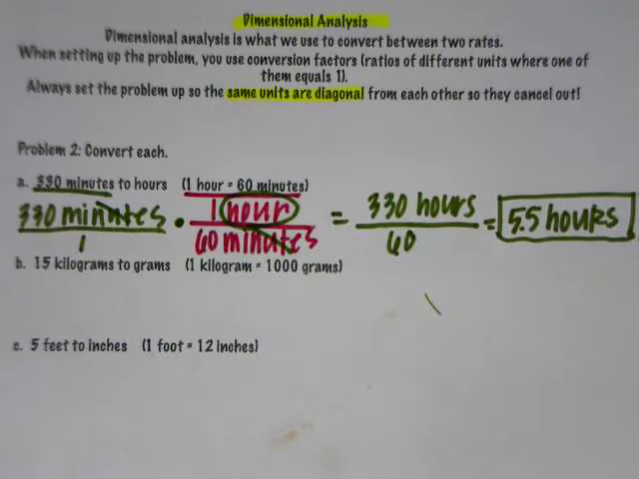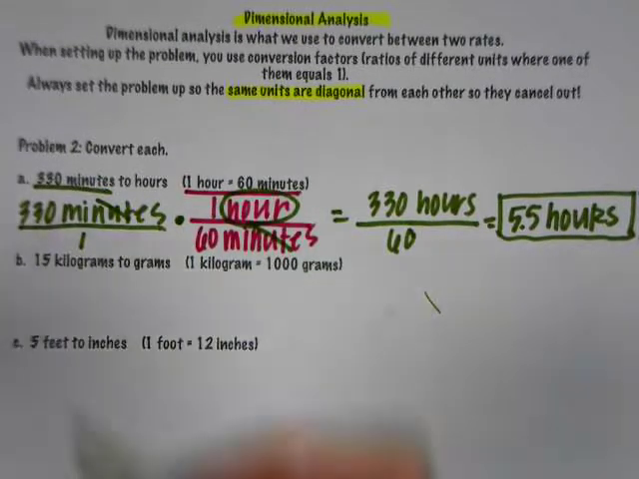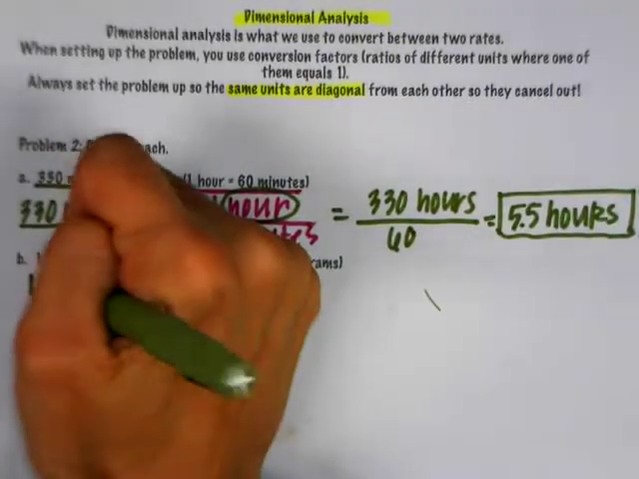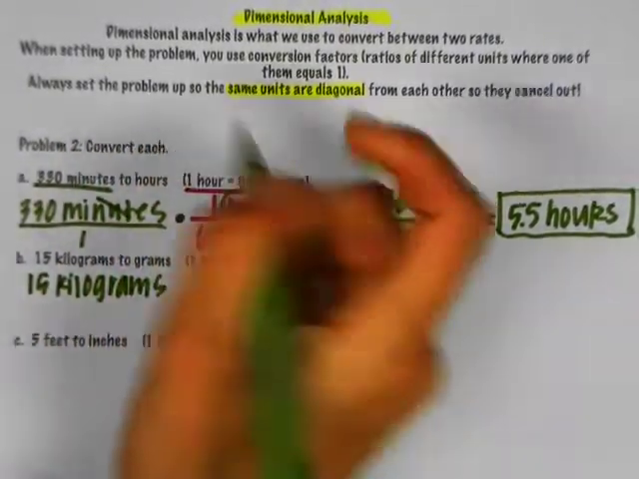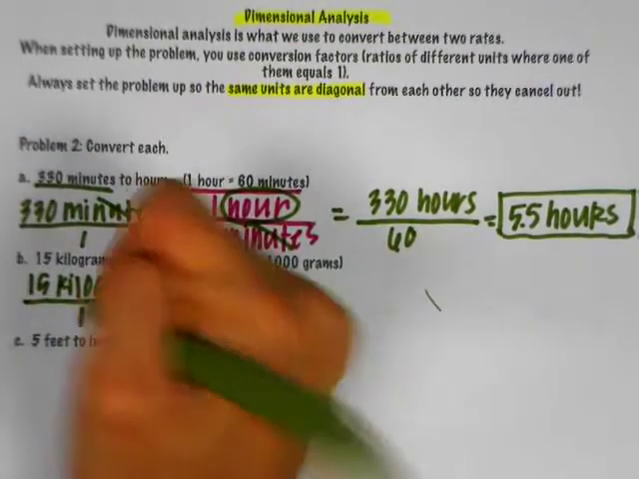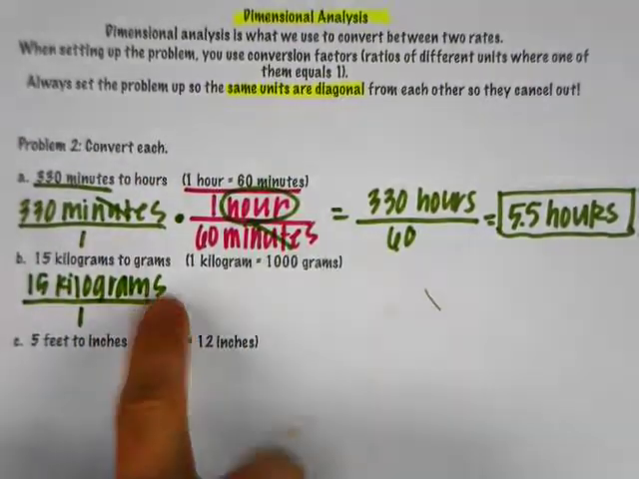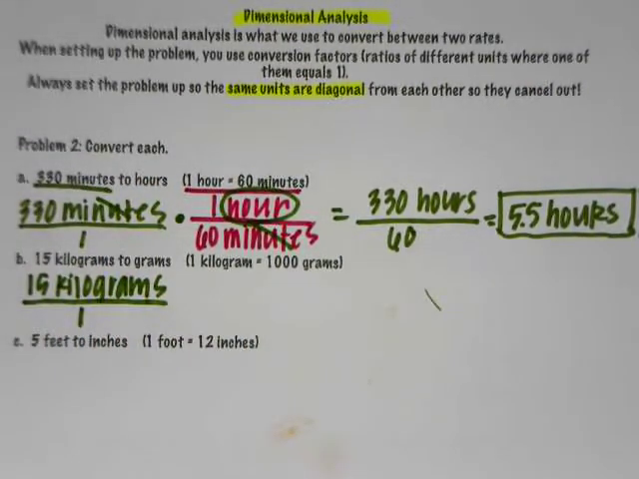Okay, so the next one, 15 kilograms to grams. So start with your given, 15 kilograms. I know it's such a pain in the butt, but just write out the units, because you're going to want the words everywhere when you have the super long problems so you can visually see that they're diagonal, that it's all set up correctly, okay?